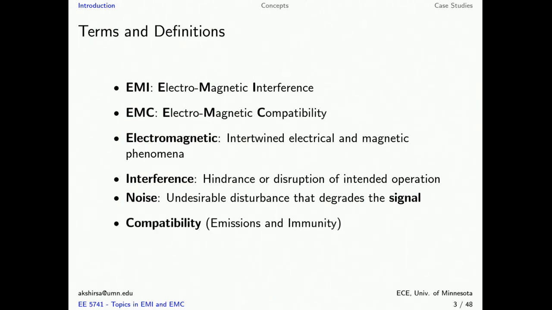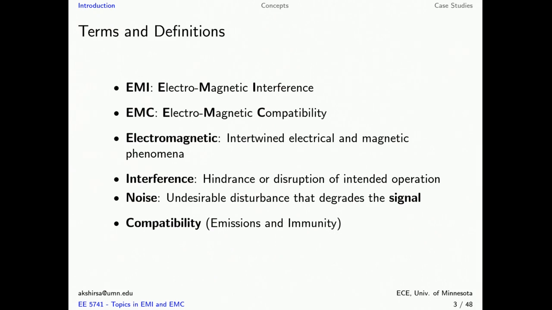The last term we need to look at is called compatibility. Compatibility, again the English definition, means the ability to coexist. In the EMI and EMC context, it means that multiple pieces of equipment or electronic systems can coexist without causing interference or hindrance to each other. And this particularly refers to the amount of electromagnetic energy emitted and absorbed by the systems.